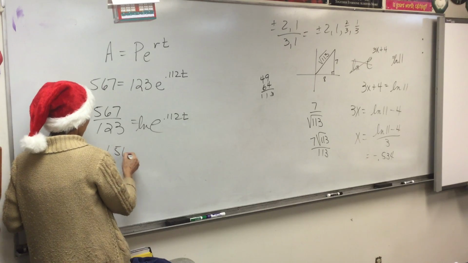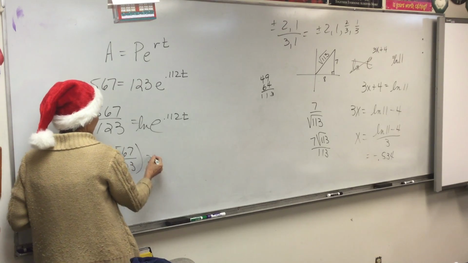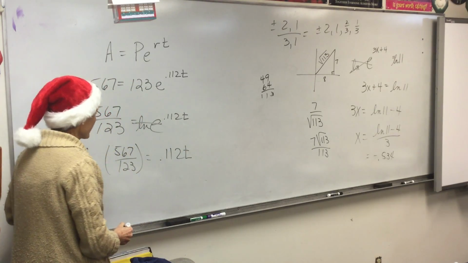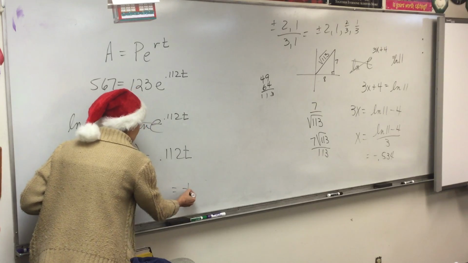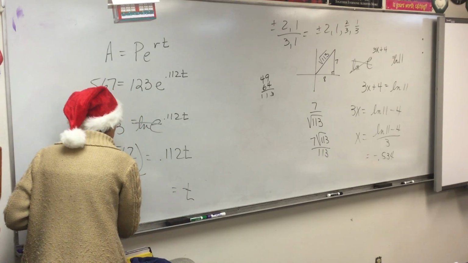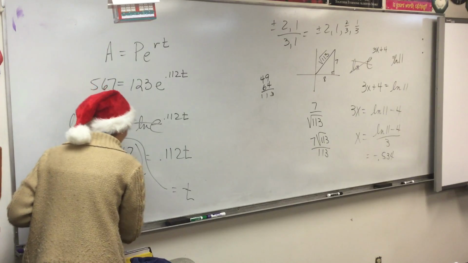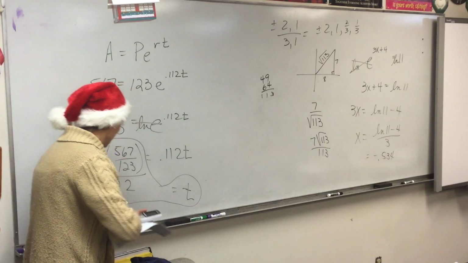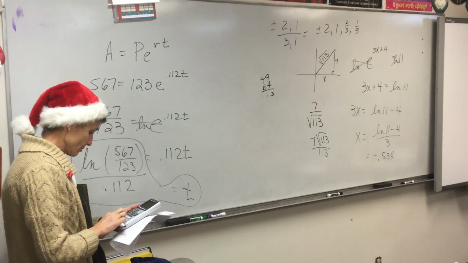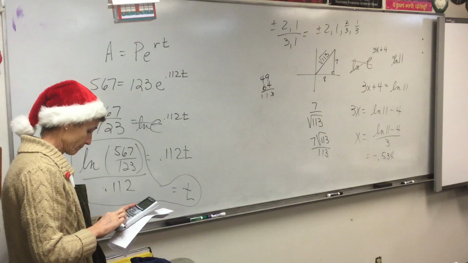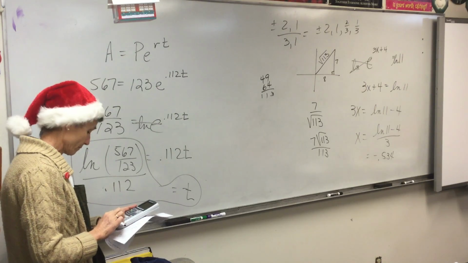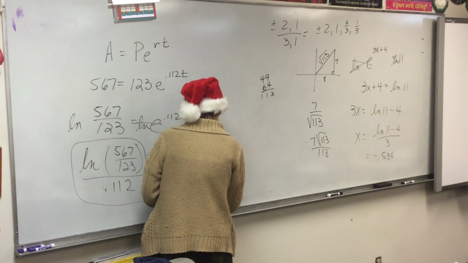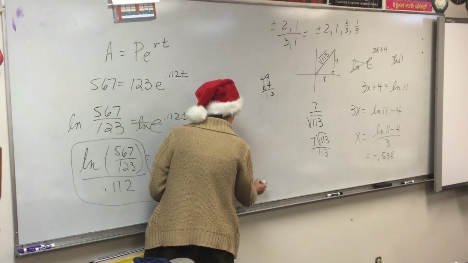So ln this fraction equals 0.112t. So t is simply going to equal that fraction divided by 0.112. So ln, I got about 13.64 days. Is that right? Yeah.